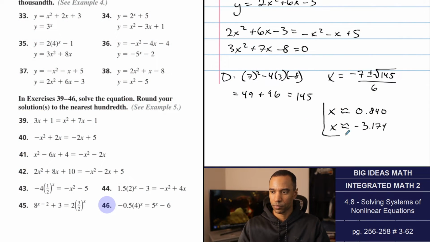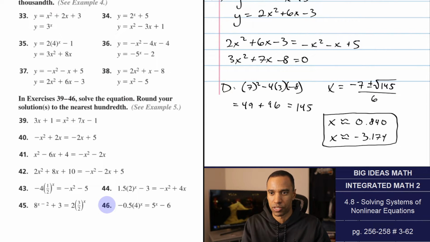But we're going to do negative 7 plus root 145 divided by 6. I'm going to write it to 3 decimal places. So 0.840. And then let's do negative 7 minus that as well. Recall that answer. Subtract instead. And negative 3.174. Okay, so those are the 2 answers that I just got. Remember those, 0.840, negative 3.174.